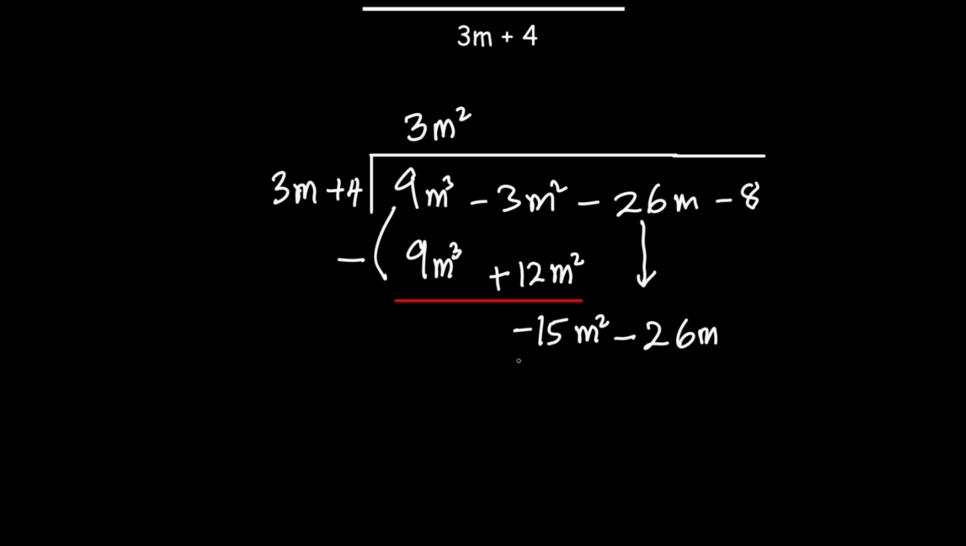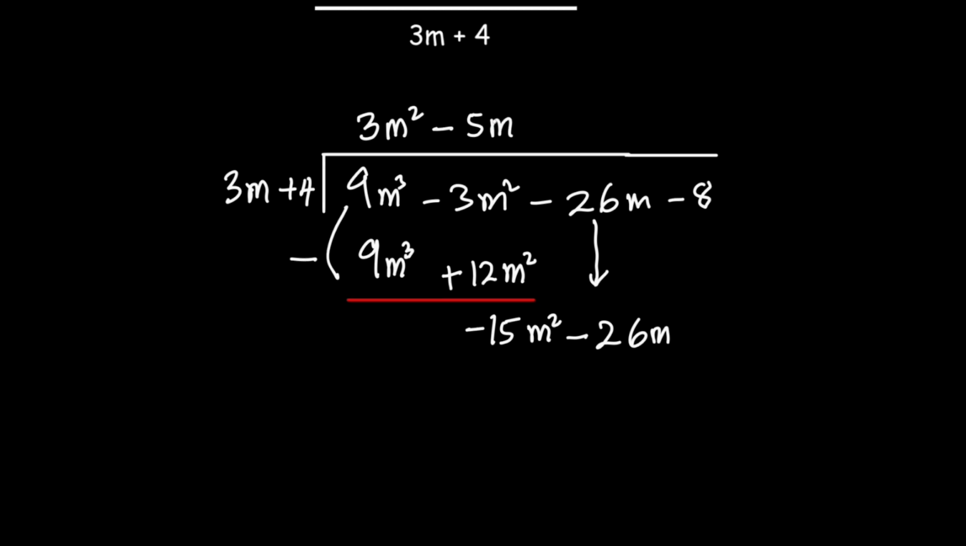Then we ask ourselves again, what is negative 15m squared divided by 3m? Well, negative 15 divided by 3 is giving us negative 5. Then m squared divided by m is giving us m. So that means we are getting negative 5m. We go ahead and then distribute. Again, negative 5m times 3m is giving us negative 15m squared. Then negative 5m times positive 4 is going to be negative 20m.